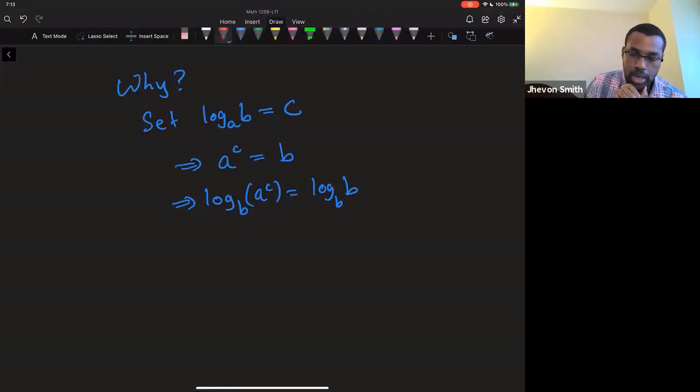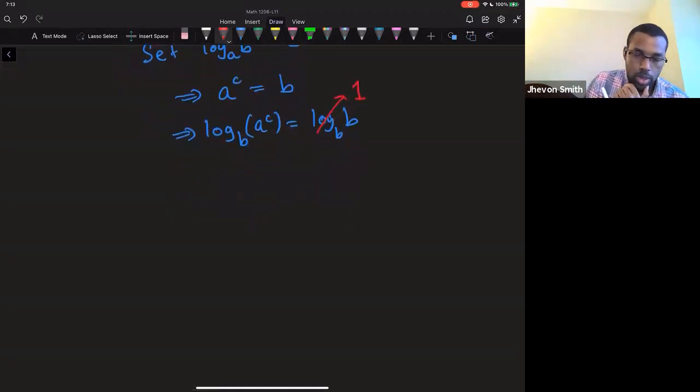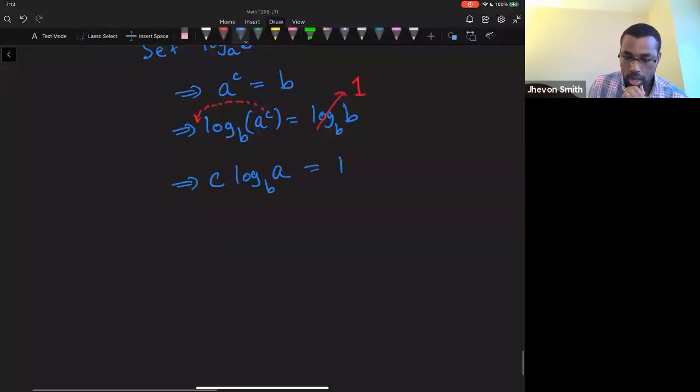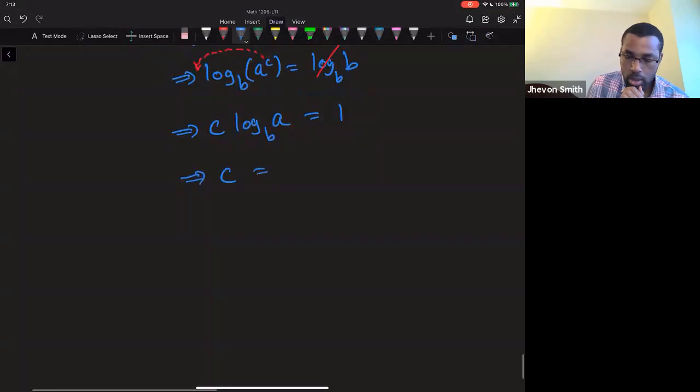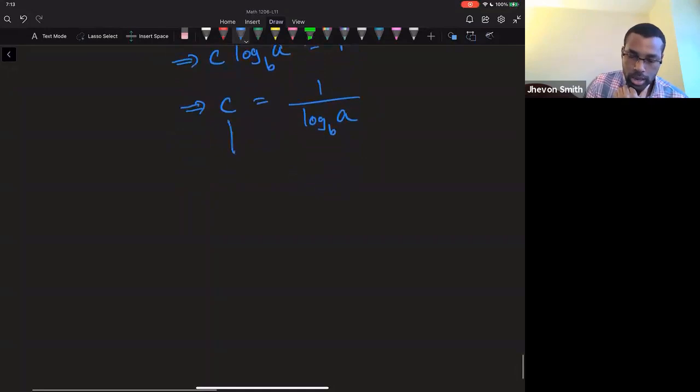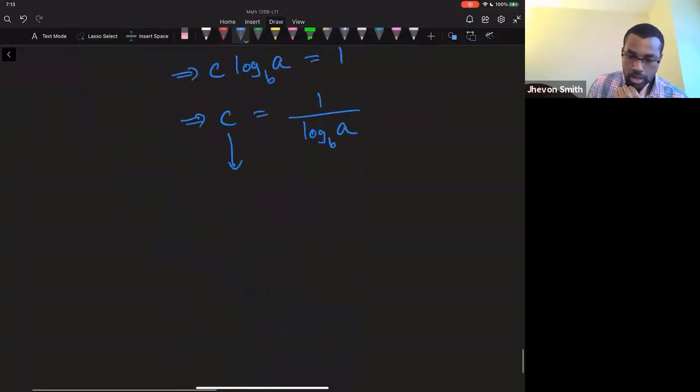Of course, log to the base b of b, well, that's just 1. We know that from how logs work, and we went over that in class. So we also know that the c can come down in front. So this means c times log to the base b of a is equal to 1. And so this means that c is equal to 1 over log to the base b of a. And our c, we already said, was log to the base a of b.